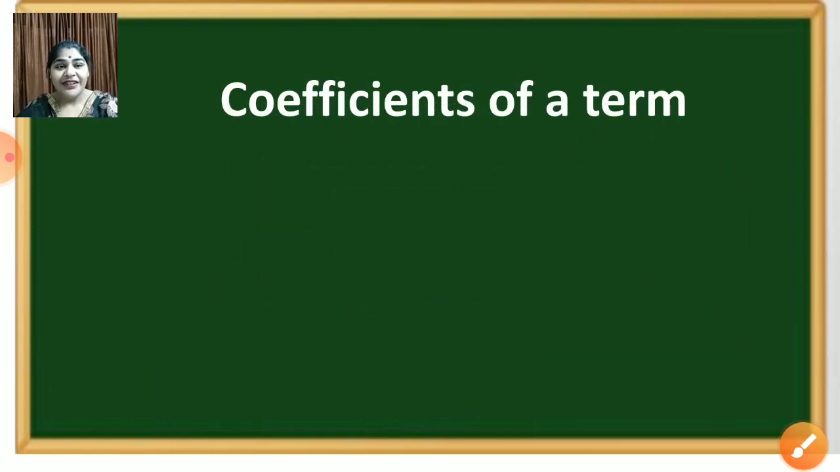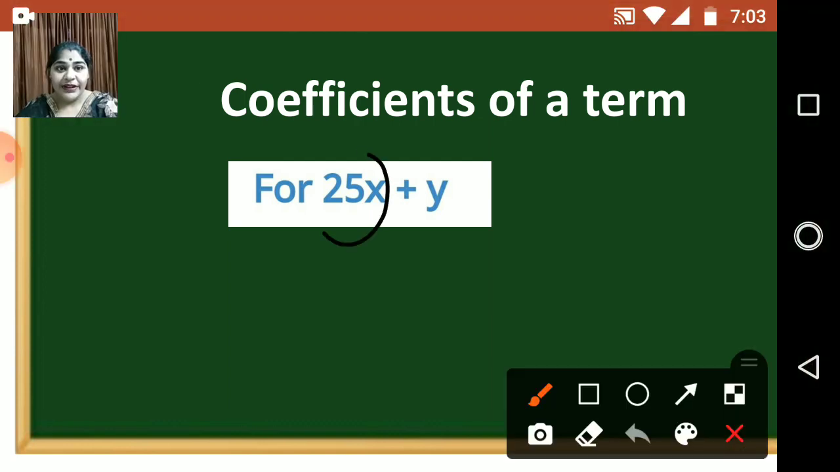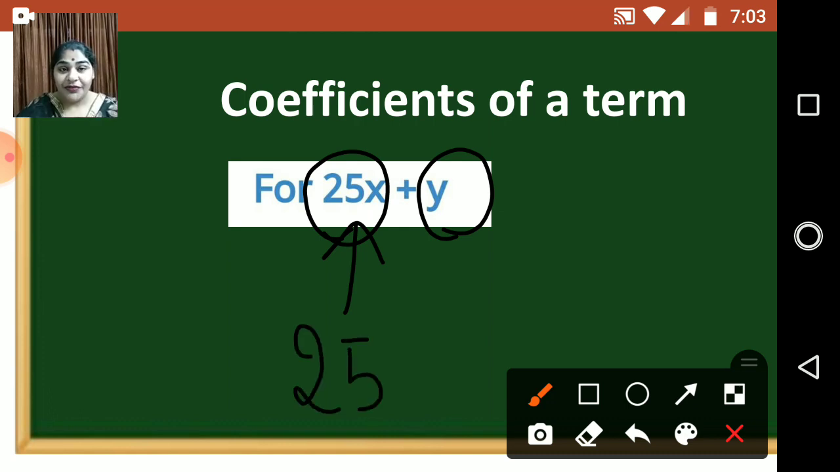Let us proceed. Coefficients of a term, as I said, let us take an example, 25x plus y. Now if you see, children, there are two terms present in this. One is 25x and another term is y. So there are two terms in this expression. Now let us see what are the coefficients of each term. Here you can see the variable in this term is x, and along with x, what is the number, children? 25. So the coefficient of this term is 25.